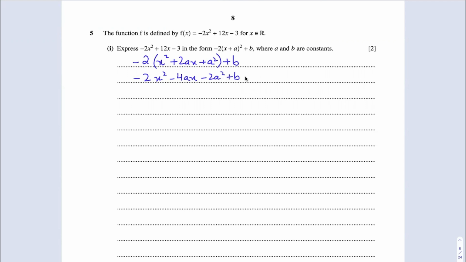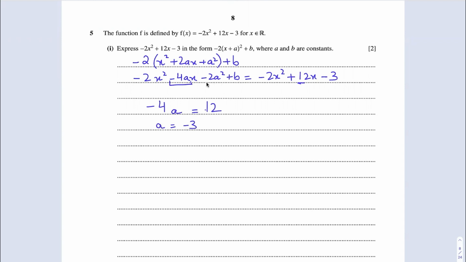Now to find the values of a and b, we'll compare it with the original equation, which is minus 2x squared plus 12x minus 3. So the coefficient of x on the left hand side is minus 4a, and the coefficient of x on the right hand side is 12. So minus 4a is equal to 12, and a is equal to minus 3.